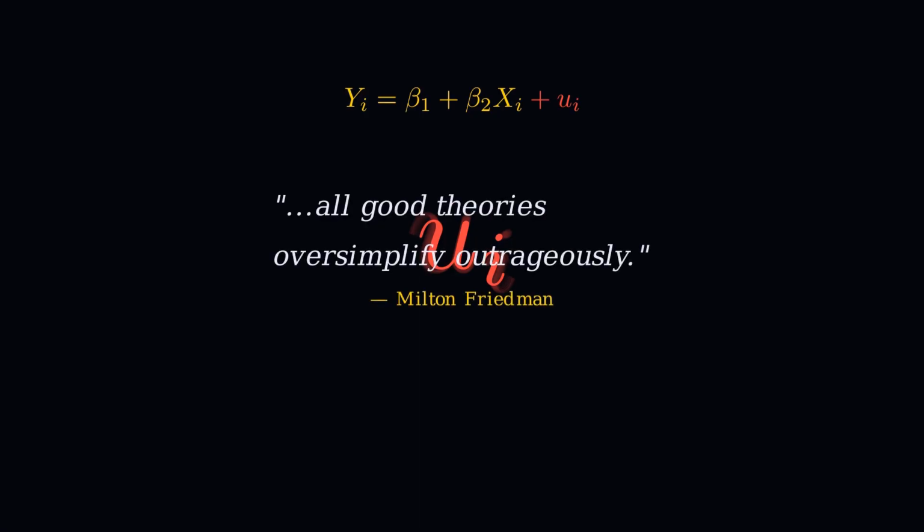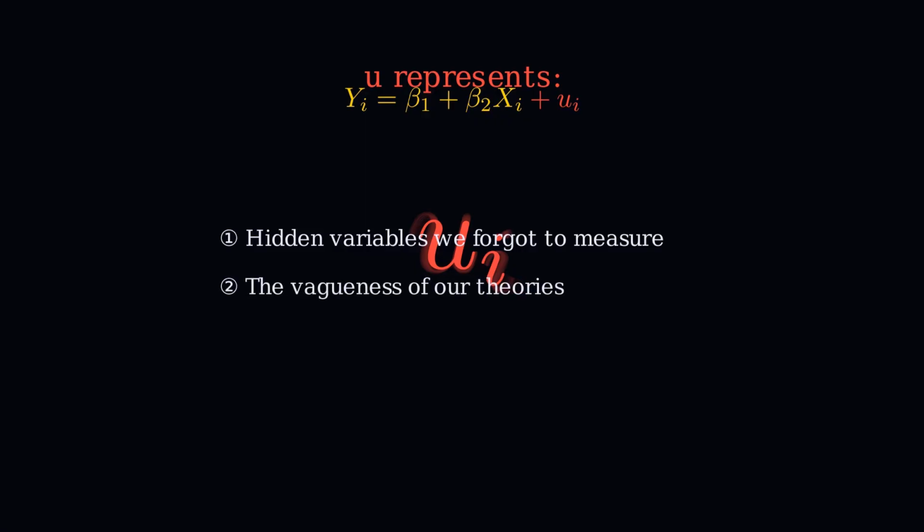As Milton Friedman noted, all good theories oversimplify outrageously. We add U to represent all that oversimplification. It is a surrogate for every hidden variable we forgot to measure, the vagueness of our theories, and the intrinsic chaotic randomness of human free will. The golden line is the mathematical rule, but U is the messy reality.